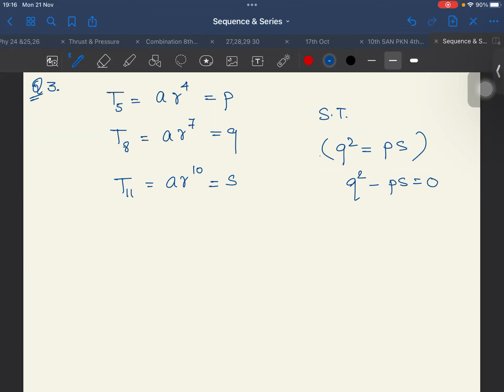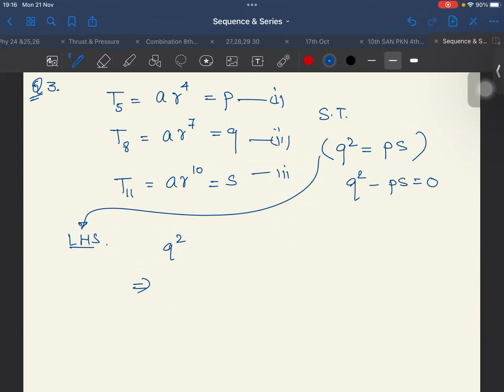So let's start from here, the left hand side. LHS, q squared. Instead of q, you can substitute from the second equation. Sorry, these are 1, 2, 3. These 3 are given in the problem.